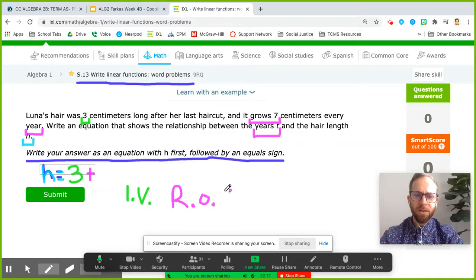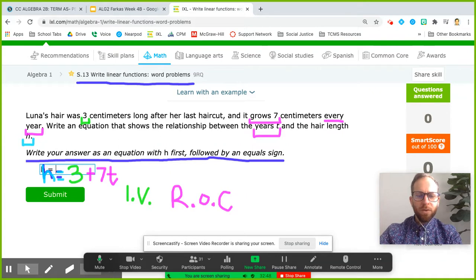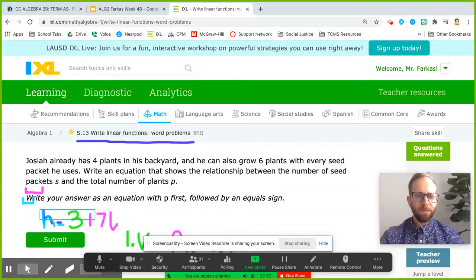So one of these is our initial value, and then the other one is our rate of change. Just remember, whatever the rate of change is, that's what you have to put the variable next to, right? Because it's 7 every, which means times, every year. So per year, you're going to be multiplying it by the number of years. Let's go ahead and enter this in here. Enter your answer in here. H equals 3 plus 7t. Click submit. Hey, we got it.